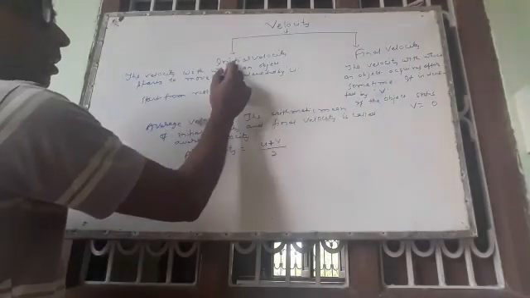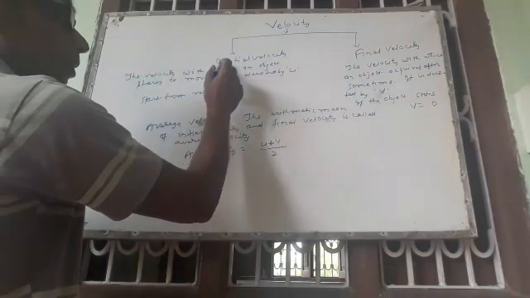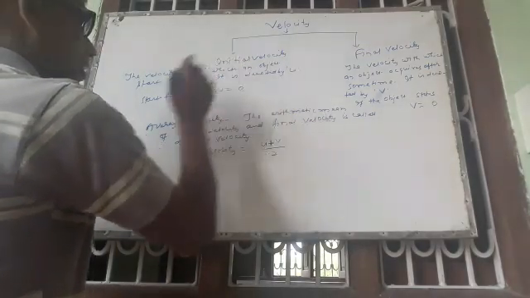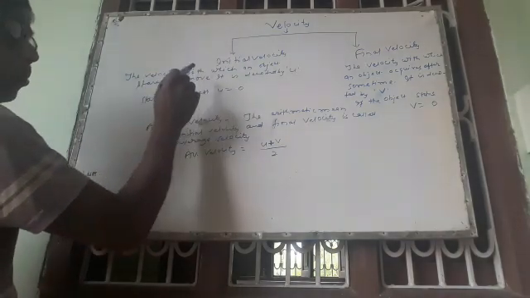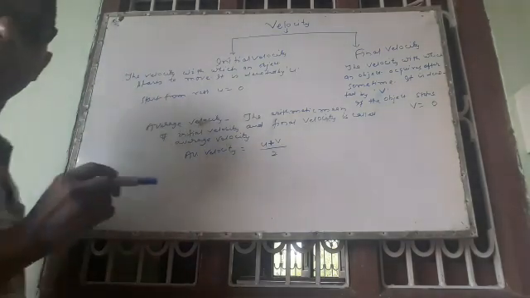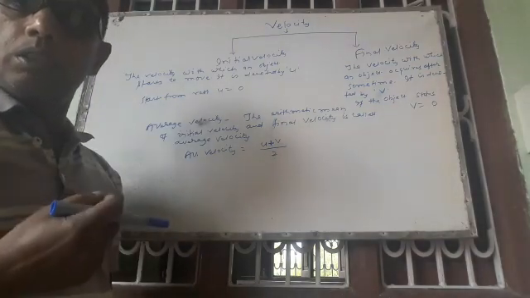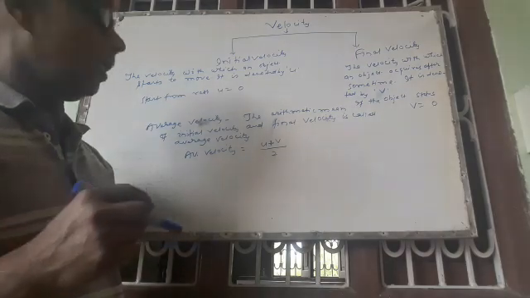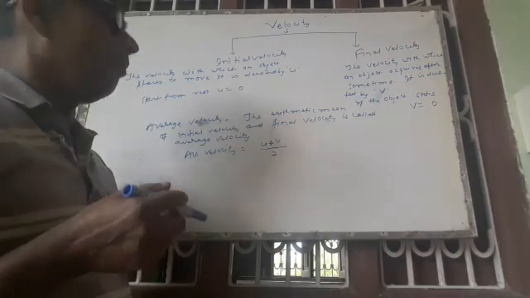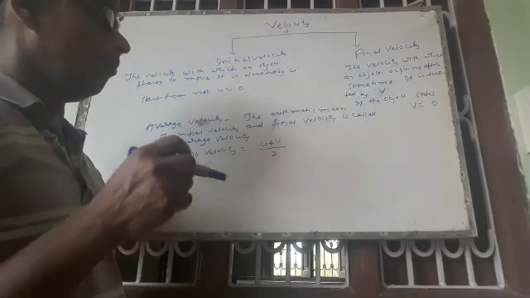First is initial velocity, and second is final velocity. It is clear from the name, initial velocity is the velocity with which an object starts to move. This means when any object starts to move, it attains some velocity, and that is known as initial velocity. Simply, we can say the starting velocity of an object is called initial velocity.